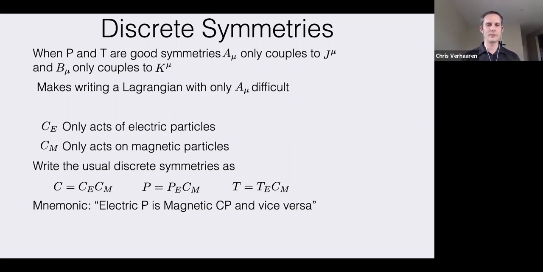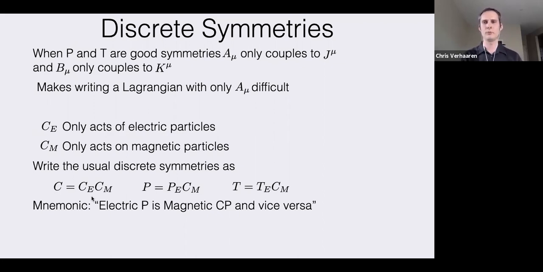But let me just keep going, and we'll see if it seems okay later. I'm going to imagine the construction of two different types of charge conjugation operators that I'll call CE and CM, where they only act on either electric particles or magnetic particles. That is to say, they take electric particles to their antiparticles or magnetic particles to their antiparticles in the normal way. And then what we typically think of as the C operator that takes all particles to antiparticles is just the product of these two, CE and CM.